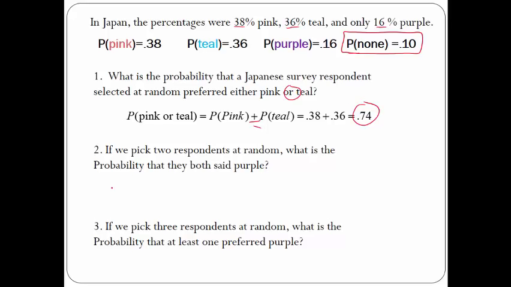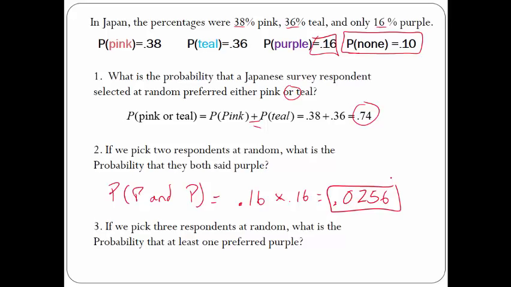What's the probability both said purple? This would be the probability of purple and purple. You see the word "and," you're thinking multiply. So we go grab our number, 0.16 times 0.16, which is 0.0256.